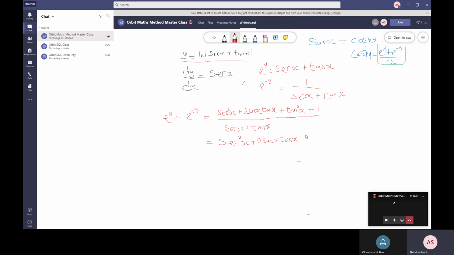Now tan squared x plus 1 is the same thing as sec squared x, right? By trig identity. So everything is all over sec x plus tan x.